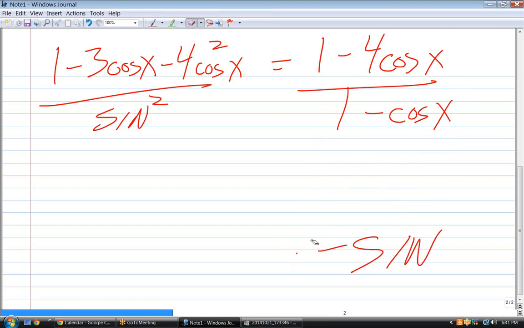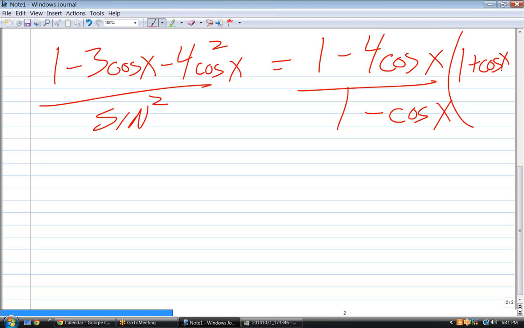Almost always. I've seen one problem where that wasn't the way to do it, but the reason multiplying by the conjugate works so well is because it always turns the bottom into 1 minus cosine squared, which can be substituted with sine squared.